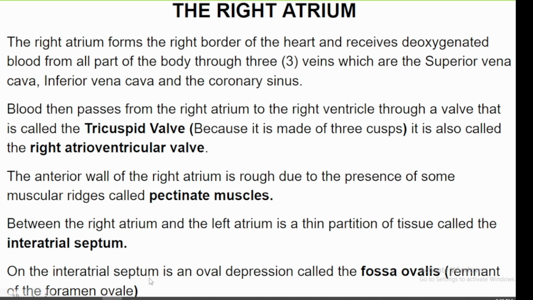Then on the interatrial septum is an oval depression called the fossa ovalis. Now this fossa ovalis is a remnant of the what?